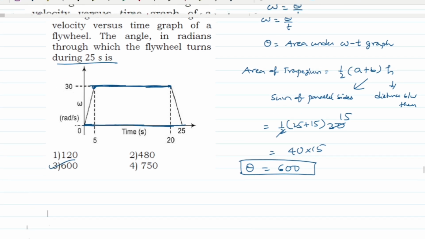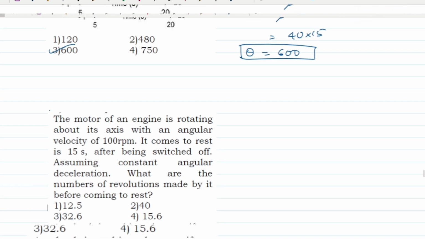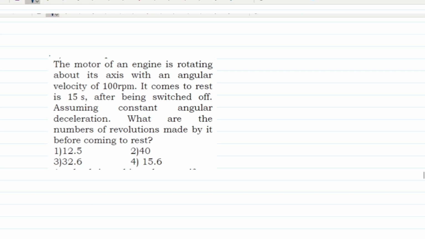Let us see the next question. The next question says the motor of an engine is rotating about its axis with an angular velocity of 100 rotations per minute. It comes to rest in 15 seconds after being switched off. Assuming constant angular deceleration, what is the number of revolutions made by it before coming to rest, they are asking.